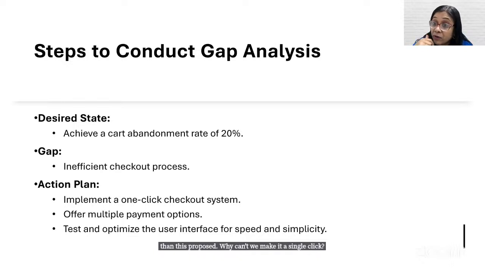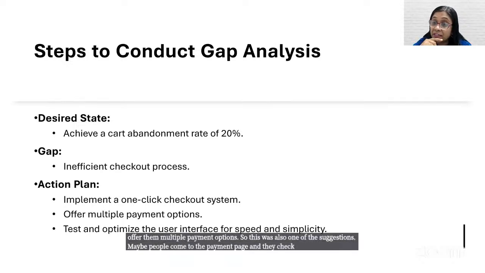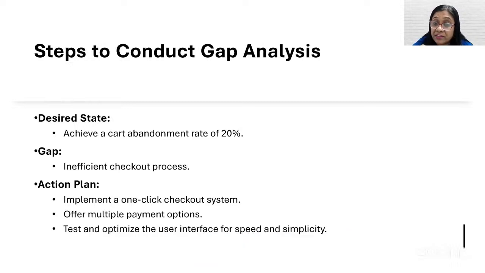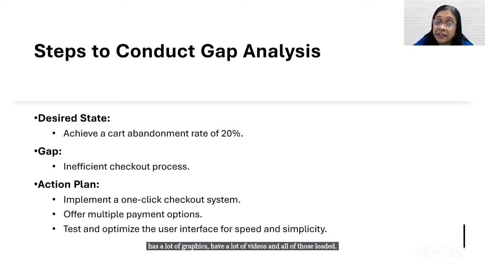Offer them multiple payment options. This was also one of the suggestions. Maybe people come to the payment page and they check out the payment options and their option is not there, and that's the reason they leave the cart. Or test and optimize the UI for speed and simplicity. Maybe the UI is too heavy to load, has a lot of graphics, has a lot of videos, and all of those loaded. Can we optimize the UI further to improve the speed?